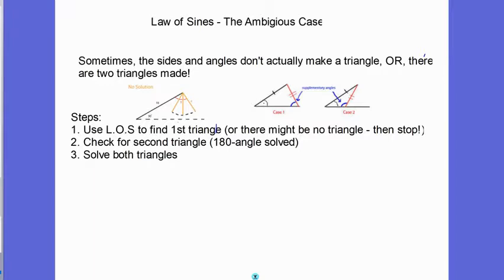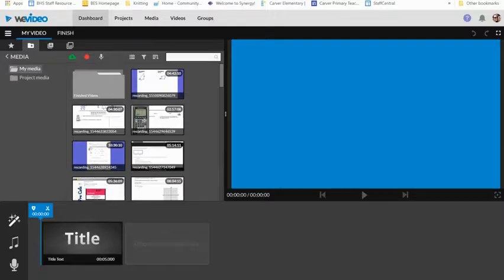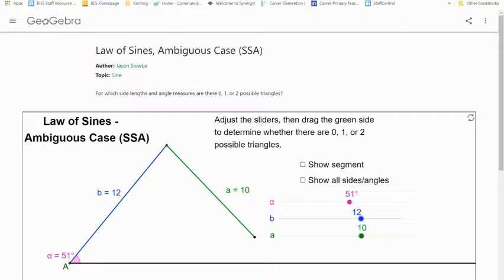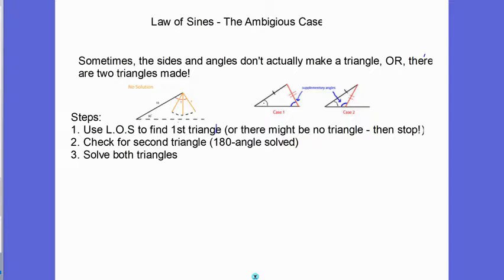I also have GeoGebra up here, and I've embedded this into your homework assignment, and I'll show you how to use this too. Being able to decide if you have one or two or no triangles is a good way to check your work when you're done. So the steps are to use the law of sines to find the first triangle. If you get no triangle, you stop. Check for a second triangle, and then solve both. These are pretty important steps that I would write down, and I will refer back to them.